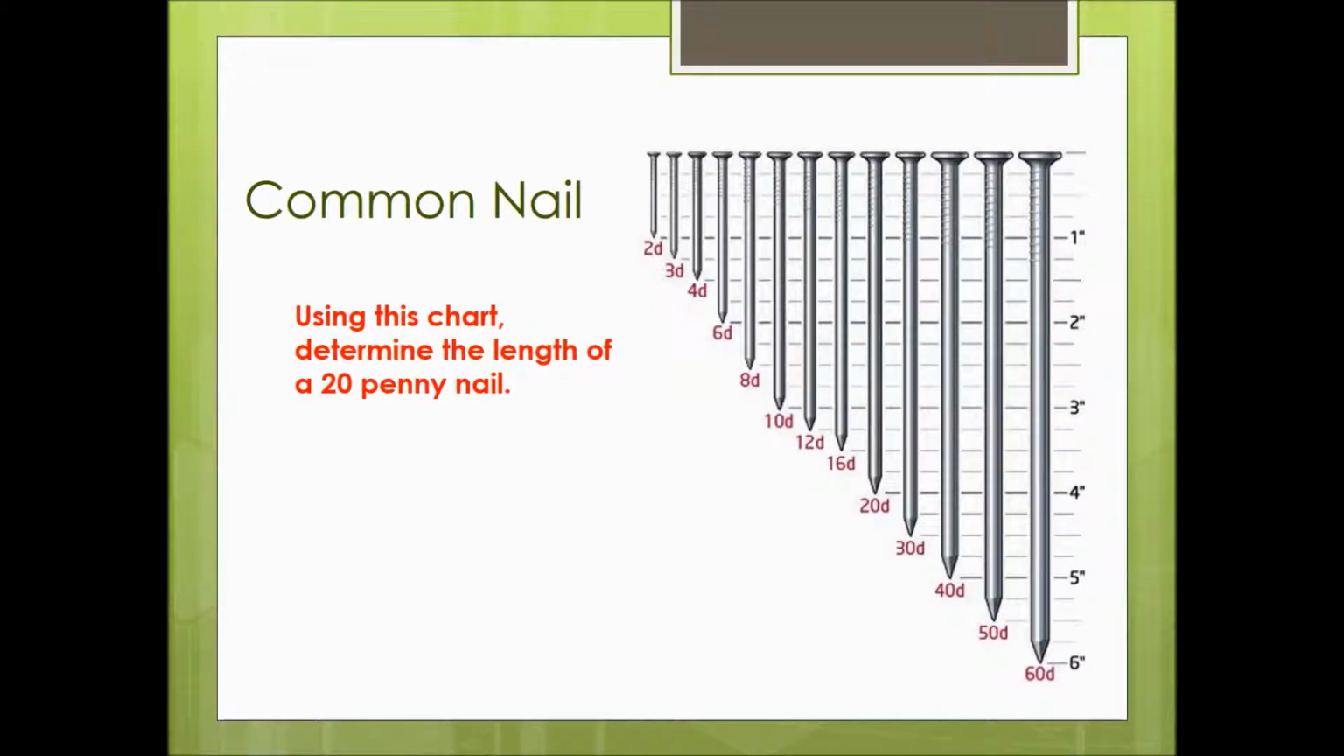Now, this chart tells us the sizes of the nails. And that D does not stand for diameter. That is the abbreviation for penny. So I know it doesn't really make sense. It should be a P probably, but in the construction industry, the abbreviation for penny is D. And we can look right here at a 20 penny nail and tell that that 20 penny nail is 4 inches long. A 60 penny nail is 6 inches, so pretty good sized nail there.